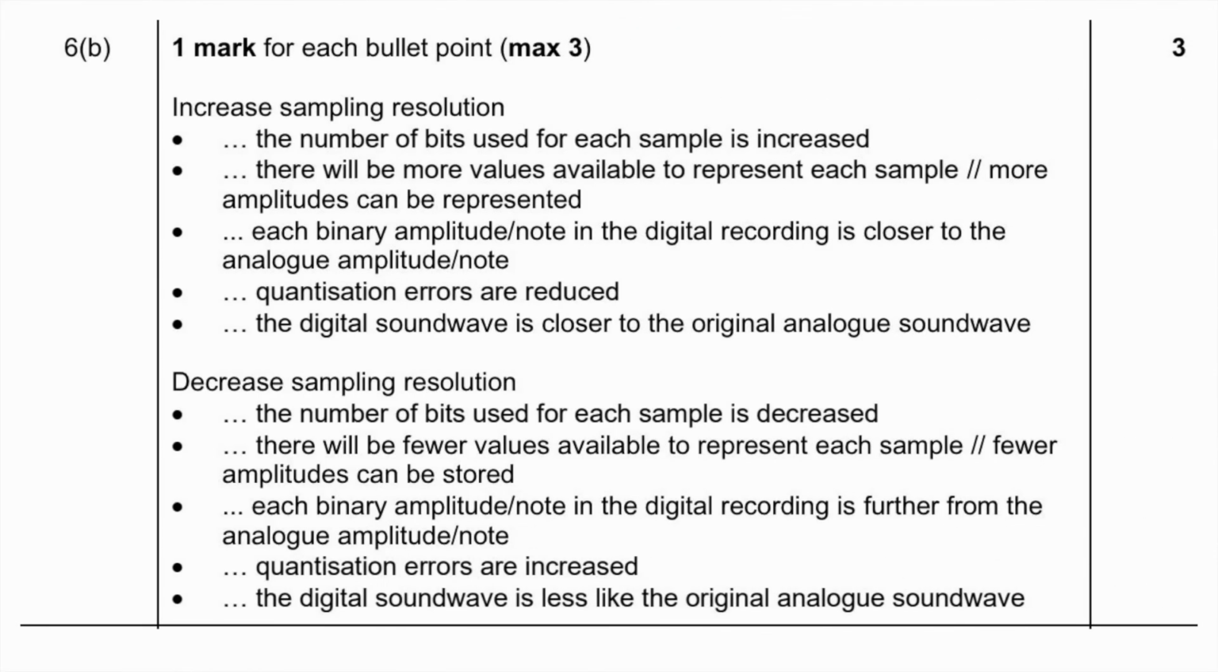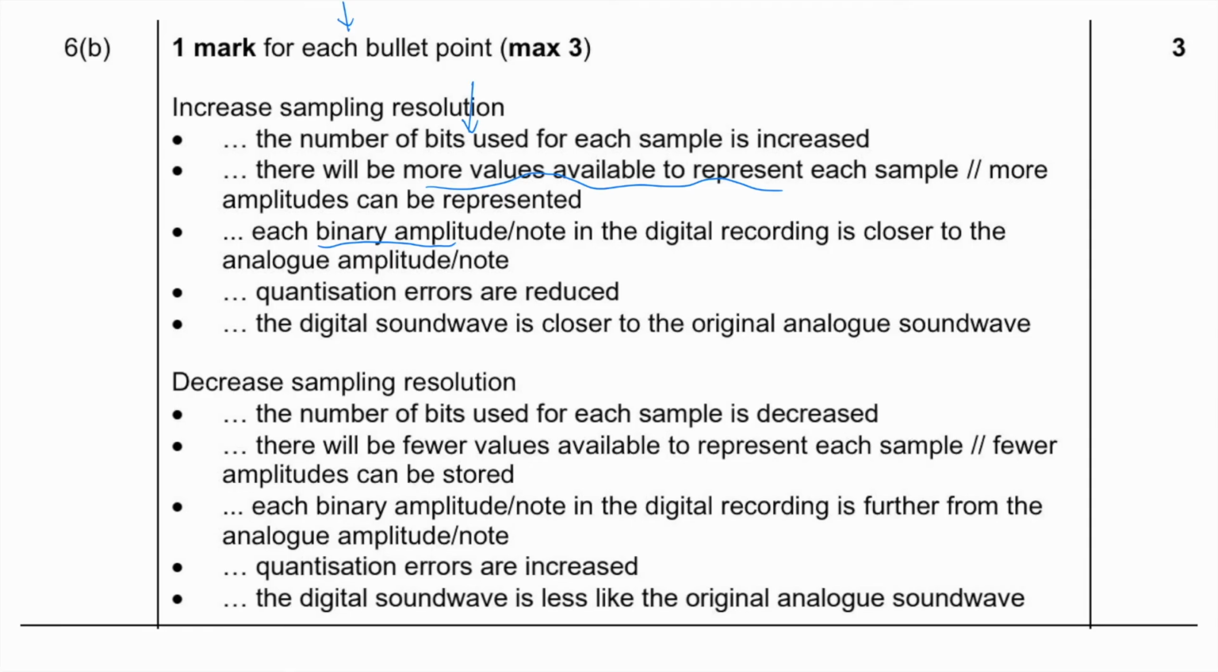But let's see what the mark scheme says. So it says right here, 1 mark for each bullet point, and this is 3 points. Number of bits used for each. So if we increase the sampling resolution, the number of bits used is increased. There'll be more values able to represent each sample. So we have more bits, we can more precisely represent the amplitude. You also need to mention the fact that each binary amplitude is closer to the analog. So our binary representation is going to be closer to what we hear in real life.